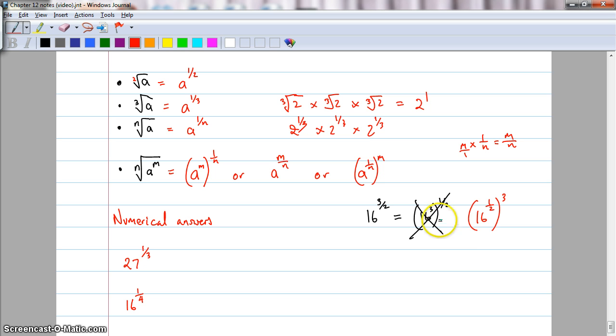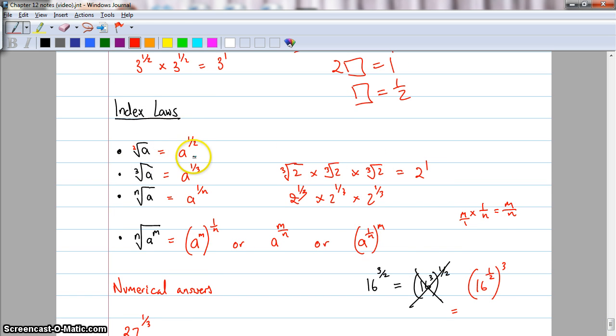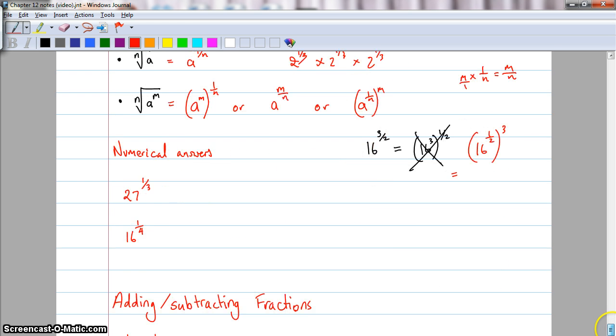I'm sort of jumping the gun a little bit, but I can do this now because 16 to the power of a half, remember, to the power of a half is just a square root. So the square root of 16 is just 4, and then 4 cubed, I can do fairly simply. 4 cubed is 4 times 4, which is 16, times 4, which is 64. So all of a sudden, something that looks really nasty doesn't look that bad. And it was much easier to do it this way than it was to do it this way.